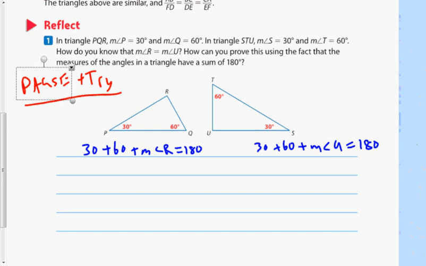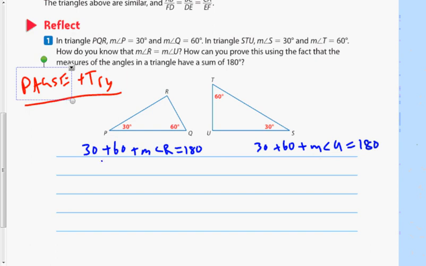All right, if you tried it, hopefully you were able to work out that in a triangle, the angles all add up to 180 degrees. So I wrote 30 plus 60 plus the measure of angle R has to equal 180. And for the triangle on the right, 30 plus 60 plus the measure of angle U equals 180. So the only thing that's different is the one that we're trying to find. So logically, those should be the same, right? And you could then show it by adding things up.